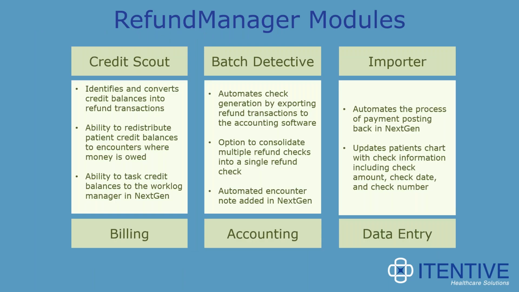There are going to be 3 modules that you're going to see in the demonstration. The Credit Scout module is the one that enables you to find the credit balances through the various search mechanisms and filters, and allows you to take an action on that credit balance. And then the Batch Detective module is the one that brings the refund information over into your accounting application. And then the Import module is the module that allows you to import the printed check information, check number, check date, check amount, and update that into the patient account in NextGen. So that's what you're going to see in a demonstration.